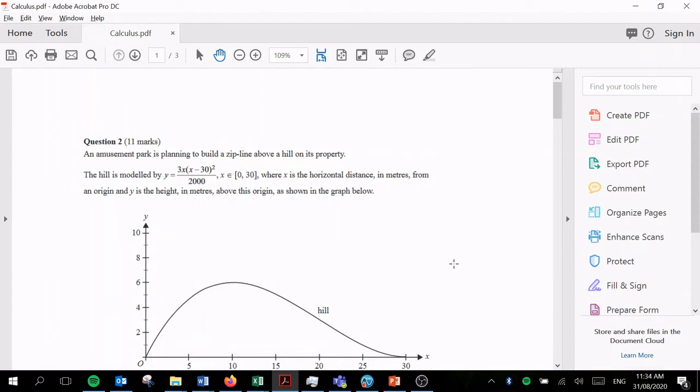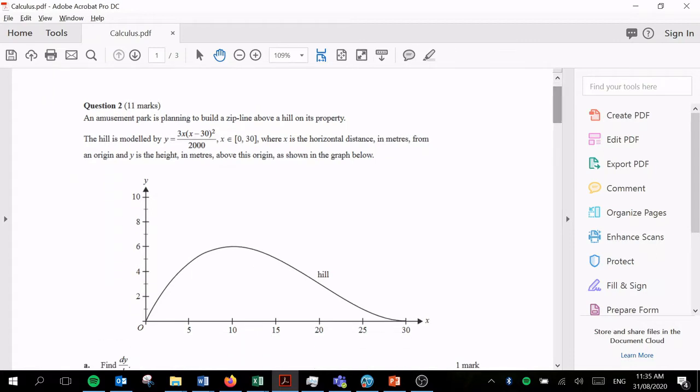Hello. Today we're going to be looking at an example of an extended response question. This is taken from the VCE Math Methods 2019 Exam 2. This is question 2 of the extended response question. Because it's from Exam 2, you are allowed to use your CAS calculator and your bound reference to do this.